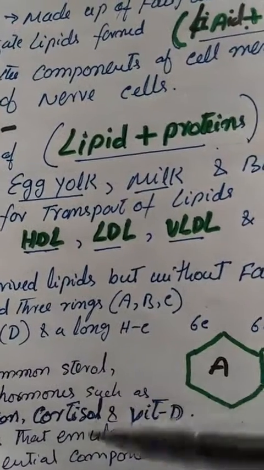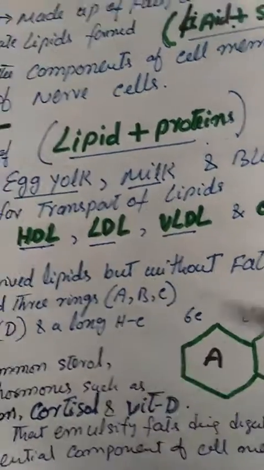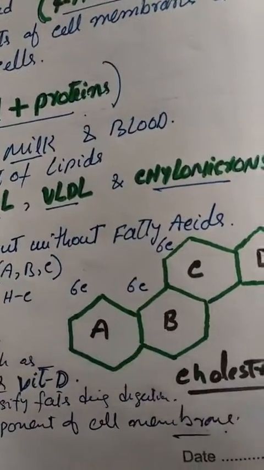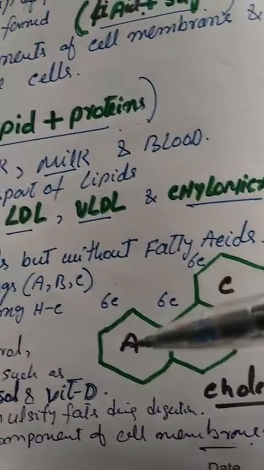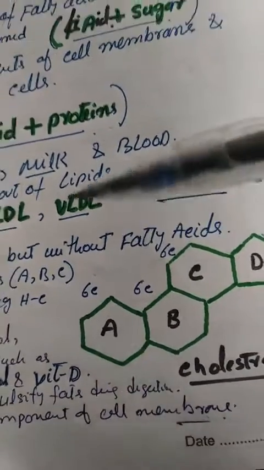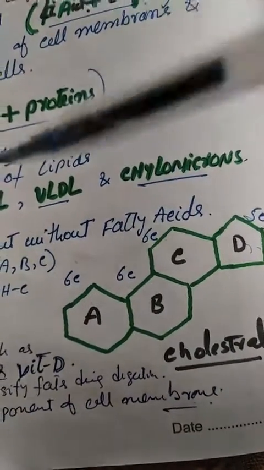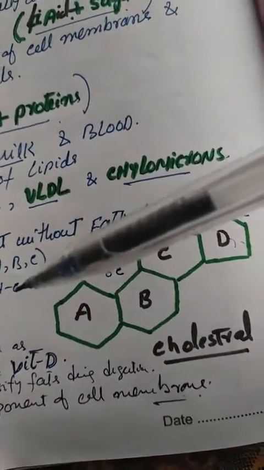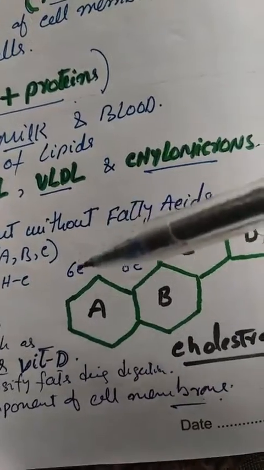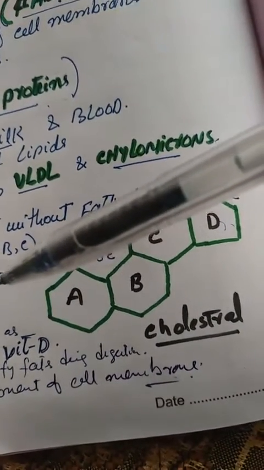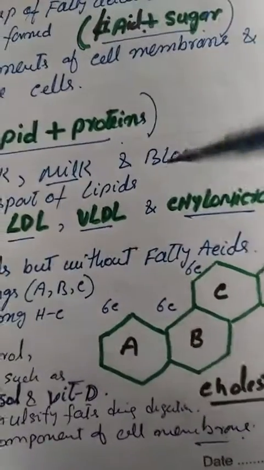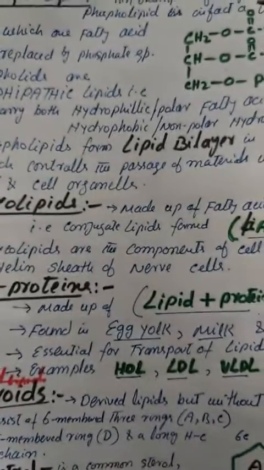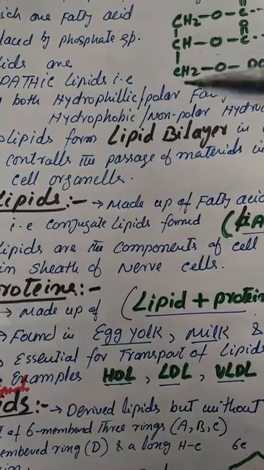Cholesterol is an important example of these steroids. Actually cholesterol is a common sterol and precursor of sex hormones such as progesterone, testosterone, cortisol and vitamin D. It also produces bile salts that help in emulsifying fats during digestion. And this cholesterol is also an essential component of cell membranes. Now this is all about the classification of lipids. Thank you.